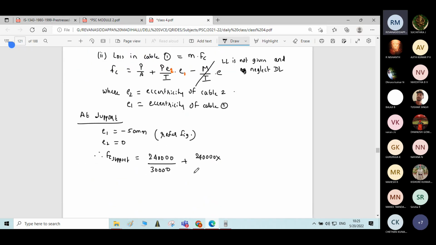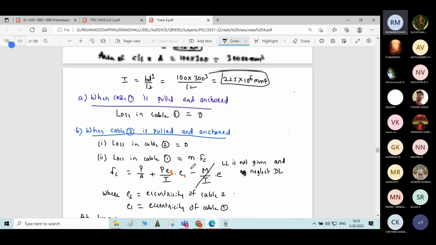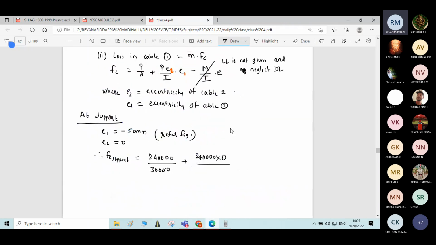E2 is how much? 0. PE2 divided by I, the moment of inertia, which we got as 225 into 10 power 6, into E1 which is minus 50. Here 0 is multiplied, so this whole term becomes 0. Therefore, FC at support is equal to 8 Newton per mm square.